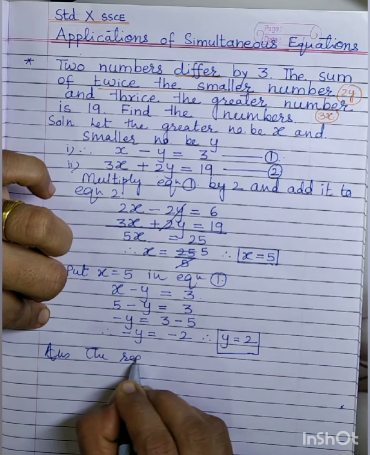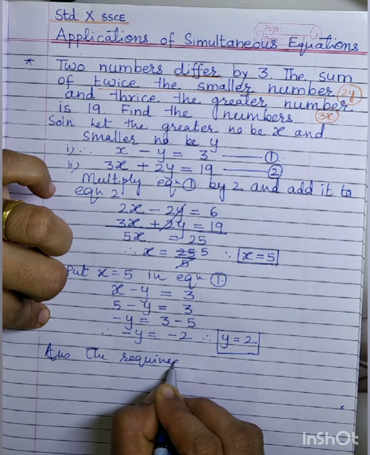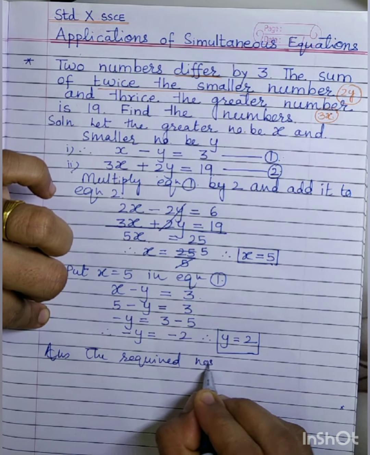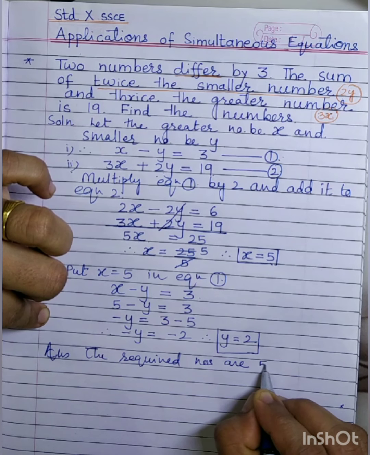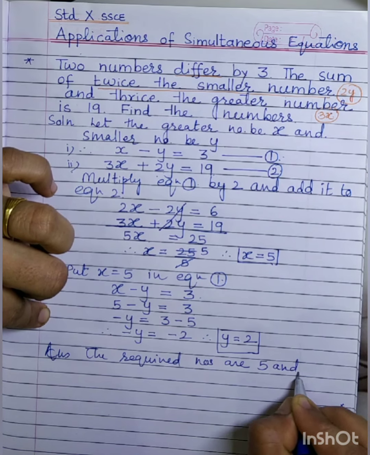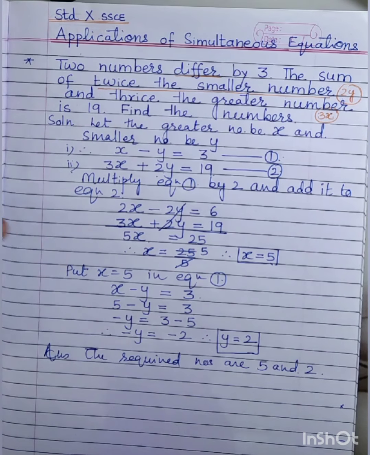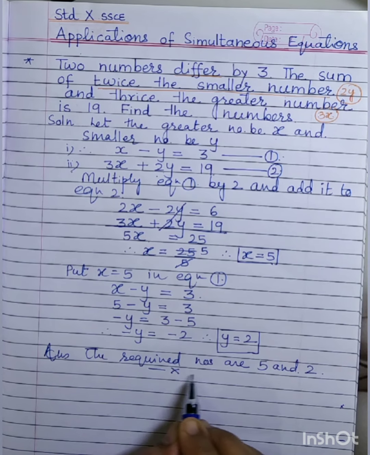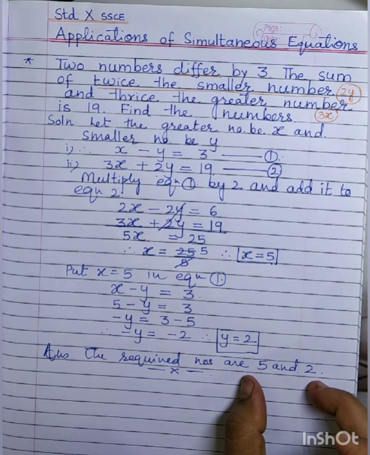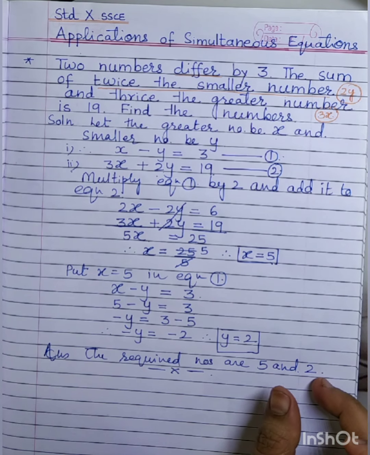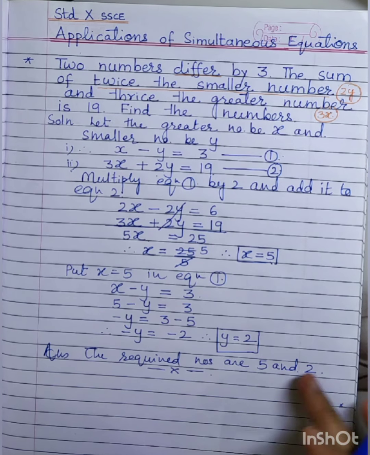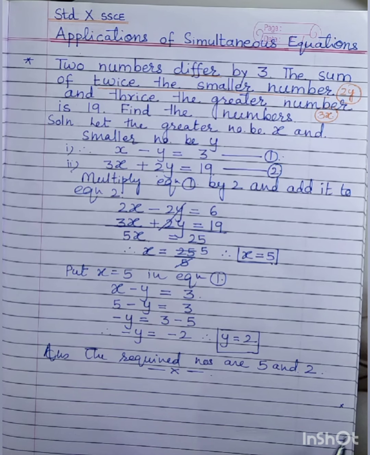So you've got x is 5, y is 2, and you need to write the answer statement. The required numbers are 5 and 2. You can check your answer whether these two answers satisfy our equations or not. They differ by 3. Of course, 5 minus 2 is 3.